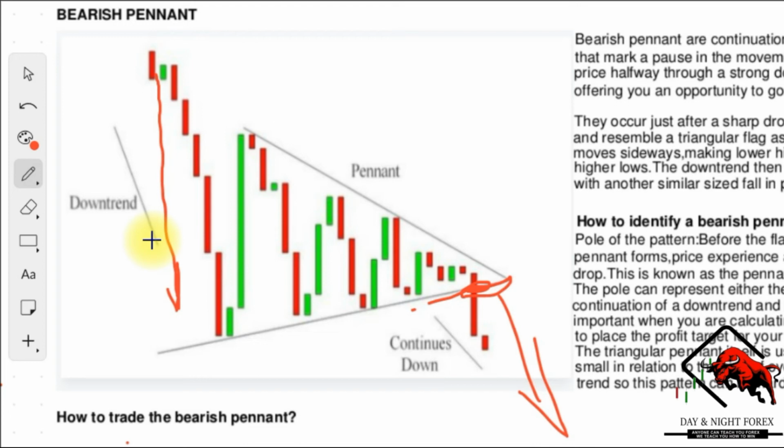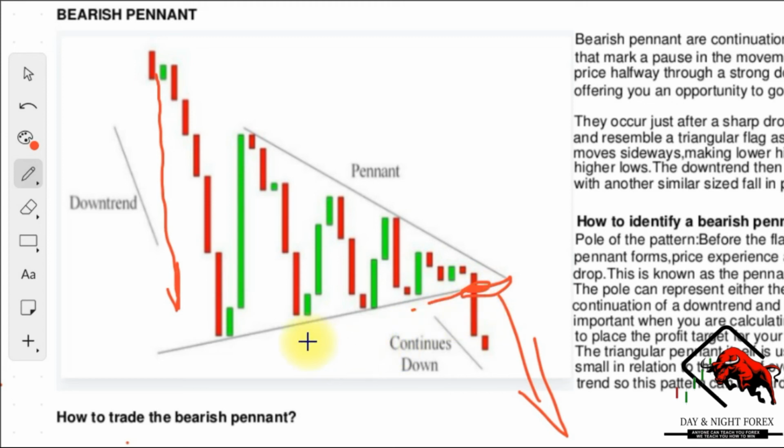The triangular pennant itself is usually very small in relation to the size of the overall downtrend. So this pattern can be hard to spot, but with practice, obviously this will become easier. So how do you actually trade the bearish pennant? Enter your trade as soon as the candlestick has closed below the pennant's lower trend line. So right here, this is where you enter your trade.